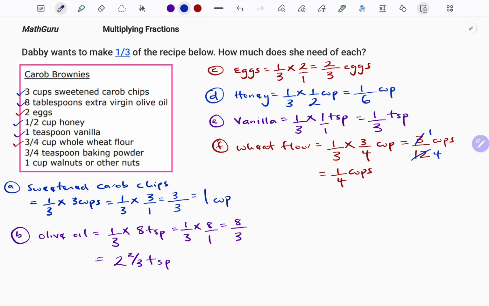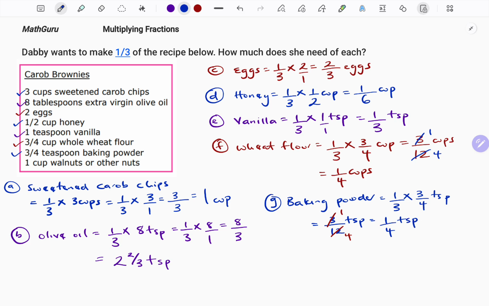For the next one, G, I also need, for my baking powder, a third of that measurement, so that's 1 over 3 of 3 over 4 teaspoons, TSP. So multiplying on my numerator, 1 times 3, that's 3, and then 3 times 4, 12 TSP. And if I simplify further, 3 and 3, 1, 3 and 12, 4. So I need a quarter of a teaspoon. So for baking powder, I need a quarter teaspoon, or TSP.